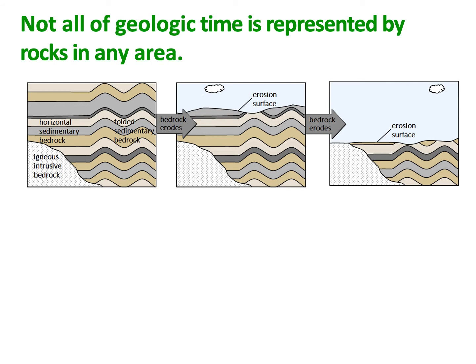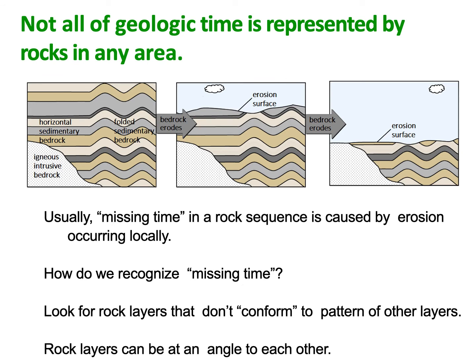So this leads us to an important recognition about what we can know about past times on Earth, and that is not all of geologic time is represented by rocks in any area. If we mesh up all the rock layers that we know throughout the Earth, we get a pretty good record. But any particular area, including around Michigan, there's big pieces of time that are missing. You might guess that has something to do with erosion, and that's the unconformity that we're talking about here. So how do we recognize these? Again, look for rock layers that don't conform, like unconformity, to the pattern of other layers. Look for kind of an irregular surface that is more or less horizontal.